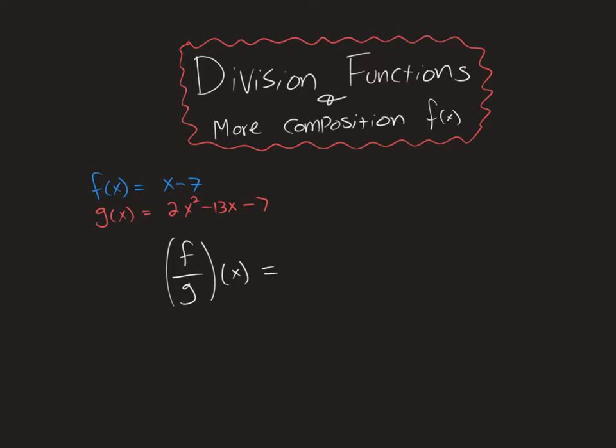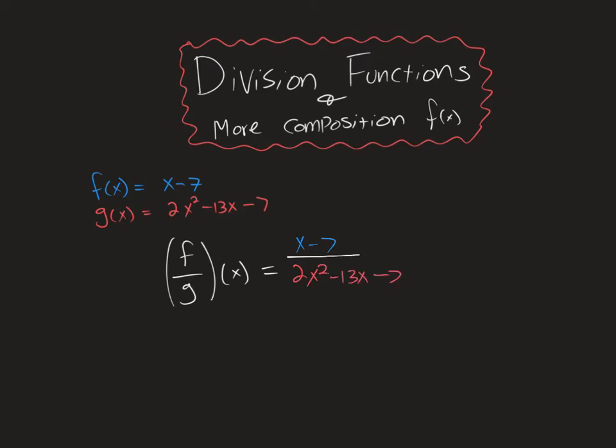So I want to talk a little bit about division of functions. We talked about adding and subtracting and some of the notation for that. You can do the same thing with division. If I'm going to give you f and I'm going to give you g, and I say, hey, f divided by g, where the x value is the input, well, really this is saying, hey, we're taking the f, x minus 7, and then you're going to divide it by the g, which is 2x squared minus 13x minus 7.